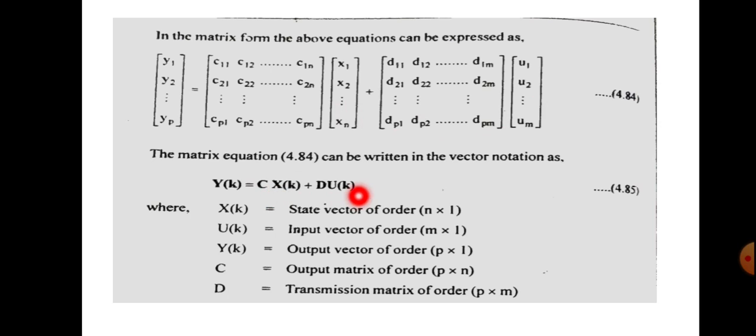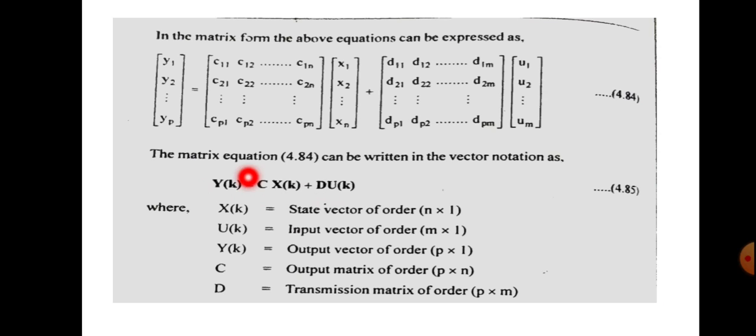You may remember the equation in the case of continuous time system. There also the equation is y equal to Cx plus Du. That was the output equation. And in the case of the state equation, the equation is x dot equal to Ax plus Bu. That was the equation at that point. You may remember that equation.